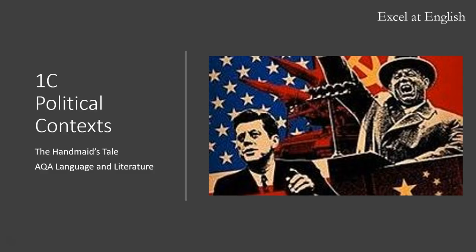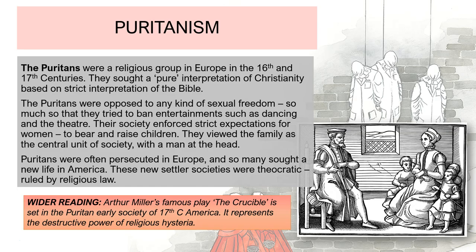So, let's look at some of the underlying political contexts in this video lesson that are beneath the surface of The Handmaid's Tale. To begin with, let's take it back to the religious roots of American society and consider the Puritans. The Puritans were a religious group in Europe. They were a Protestant religious group in the 16th and 17th century, and they argued for a very pure interpretation of Christianity based on a strict interpretation of the Bible.